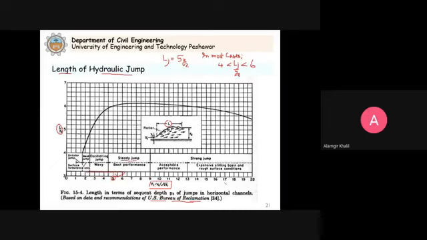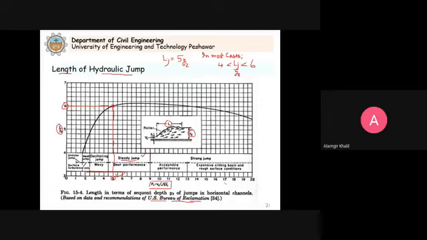You can see here, it is a steady jump, and you proceed up along this line, and then it crosses here, and from here you proceed horizontally and read the graph value, which is 6. So it means L by Y2 is 6. So L will be equal to 6 times the depth after the jump. This is Y2, the depth after the jump.